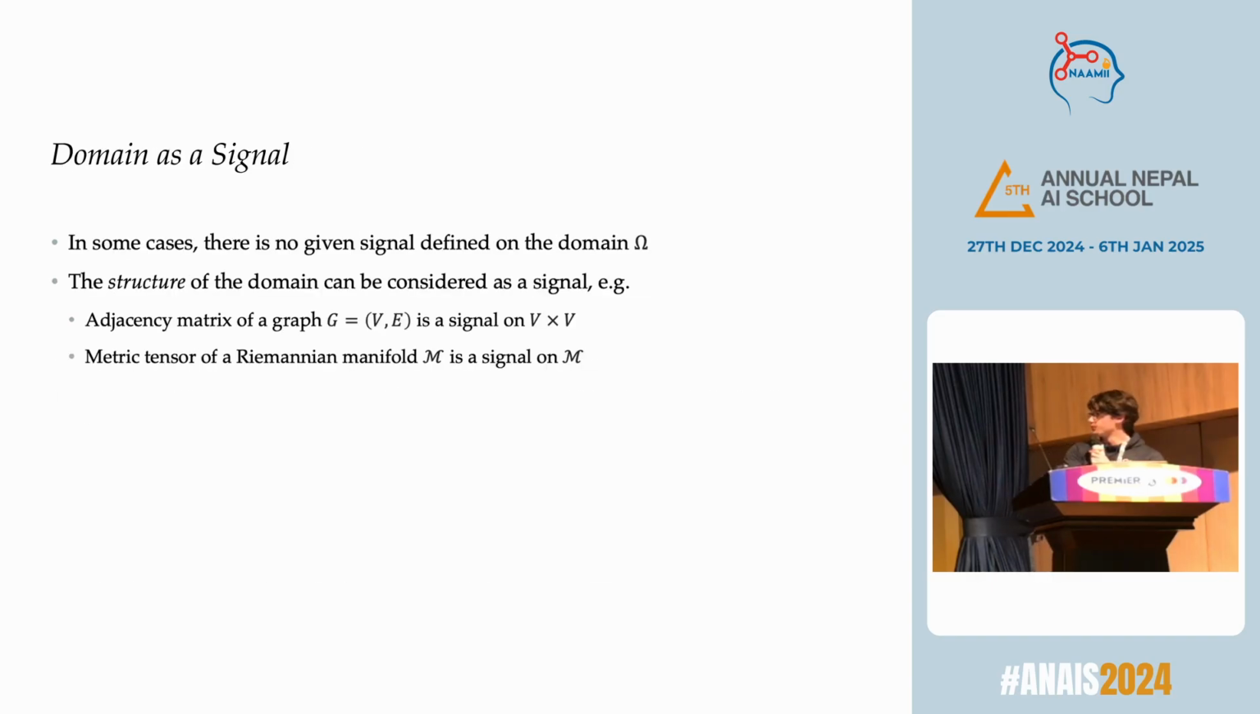And then we won't go into much detail here, but we can also use the domain as a signal itself. For instance, we're going to have a look at this later, but we can have an adjacency matrix, which basically tells you about the connectivity structure of the graph, of the underlying geometry. And we can also have metric tensors. These are used in Riemannian geometry and Riemannian manifolds. And we can potentially use those also.